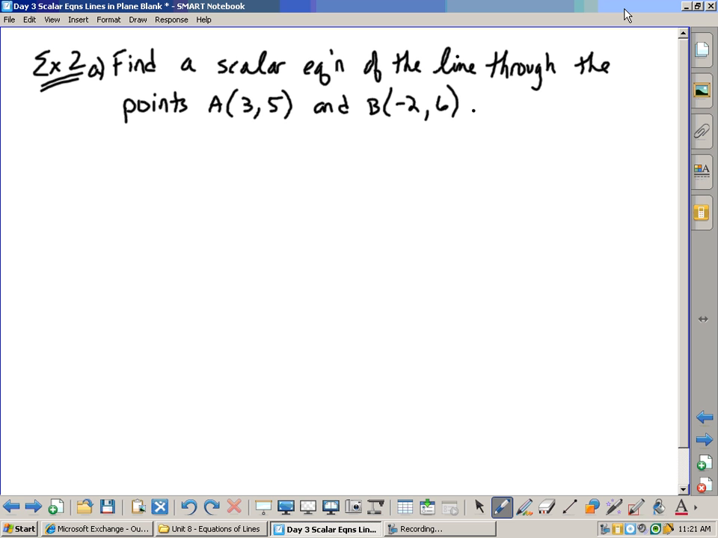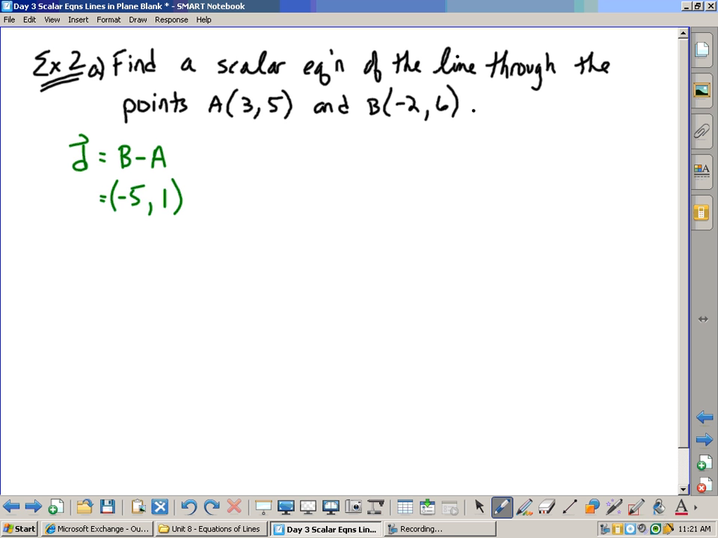So if we know we're finding the scalar equation, we'd like to find the normal. Now, we can't find the normal right away, but what we can do is find the direction vector. The direction vector is found by subtracting these two points, and that'll get us a vector. So if we carefully subtract, it'll be -2 minus 3, which is -5, and 6 minus 5 is 1. So we get the direction vector is (-5, 1).